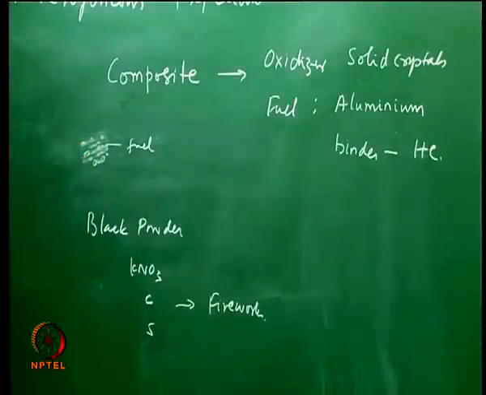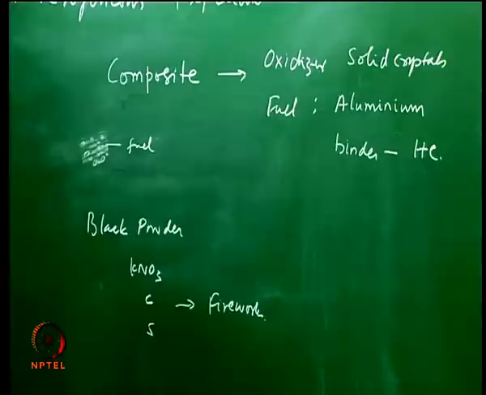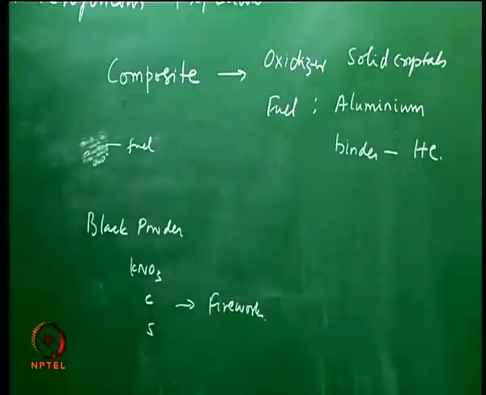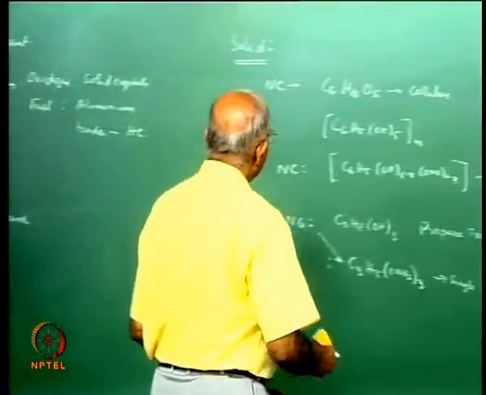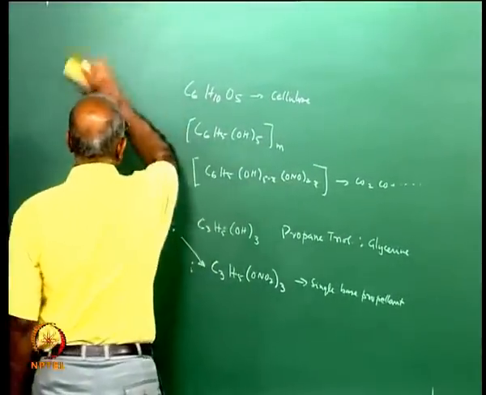Let us take some examples and this will become further clear to all of us. Let us see what are the types of oxidizers we could use in a composite propellant.